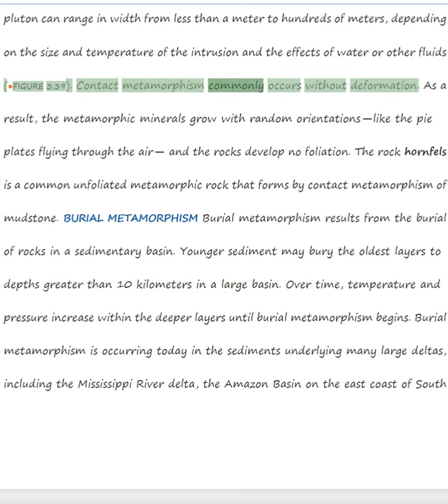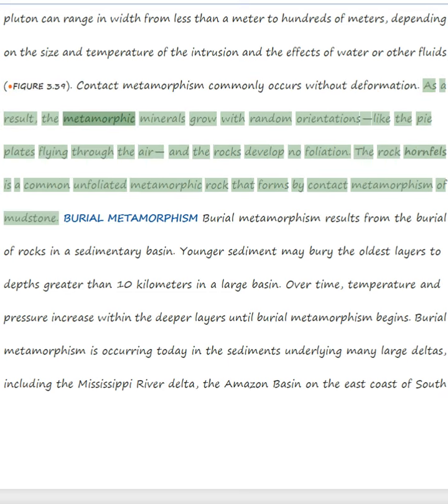Contact metamorphism commonly occurs without deformation. As a result, the metamorphic minerals grow with random orientations, like the pie plates flying through the air, and the rocks develop no foliation. The rock hornfels is a common unfoliated metamorphic rock that forms by contact metamorphism of mudstone.